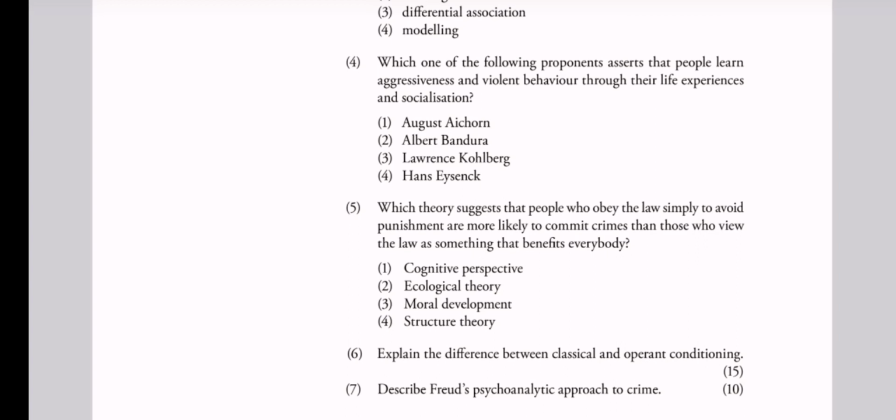Number 5. Which theory suggests that people who obey the law simply to avoid punishment are more likely to commit crimes than those who view the law as something that benefits everybody? One, good moral development. Okay, number 3. Okay, I'm done.